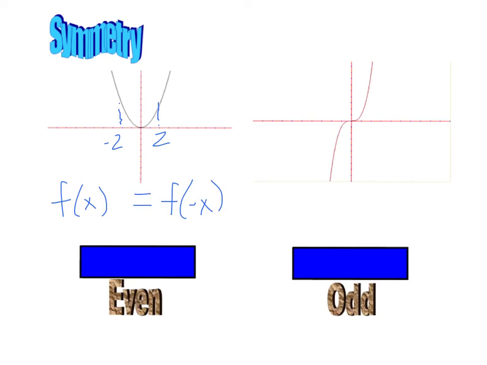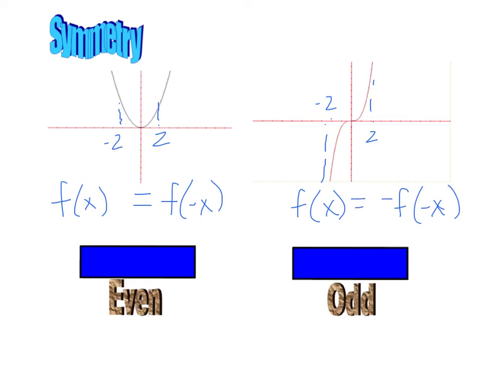An odd function, if I plug in an x value, this by the way is x cubed, and I plug in its opposite, I get opposites. So if I plug in an x value and I plug in its opposite, the way to make them equal is to change the sign on one of them.